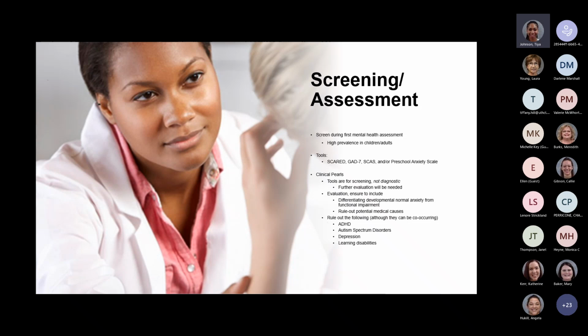Now, there are several psychiatric conditions that may have symptoms like anxiety that you must rule out: ADHD, autism spectrum disorders, depression, and learning disabilities. So you must attempt to rule those out, but they also can be co-occurring with anxiety. So just making sure that you're not missing anything when it comes to treatment options, when it comes to how to help the patient get better. We want to make sure we're just not missing anything. Again, these can be co-occurring or they can be individual diagnoses, but we need to make sure we evaluate further to determine which is the case.